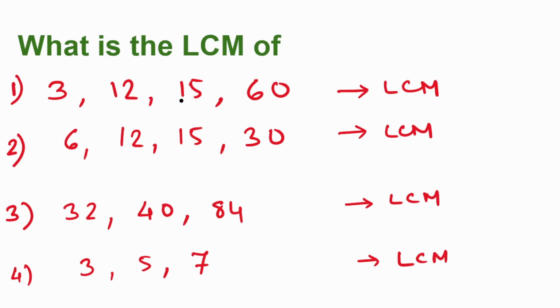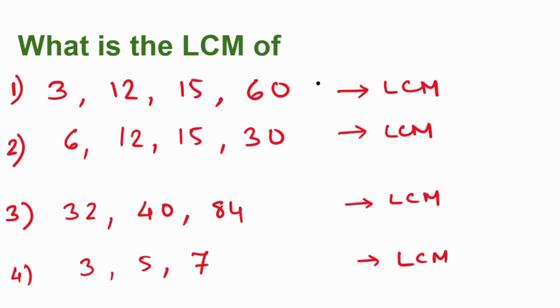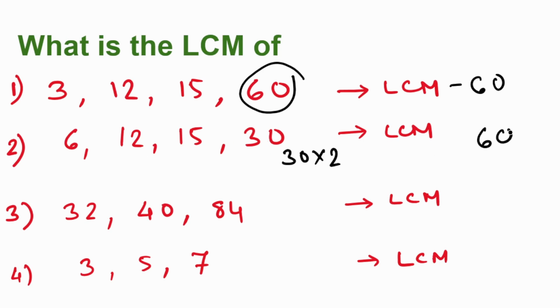So can you quickly look at these numbers and tell me what the LCM is? Let me give you 5 seconds per sum. Would you be able to look here and say, okay, this is the LCM? LCM is 60. Or this would be something like 30 into 2, which is also 60. This would be 84 into 8 into 5, which basically adds up to 3360.